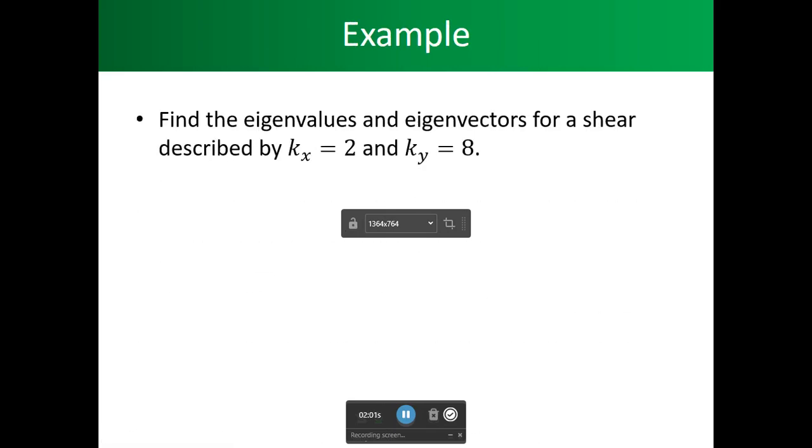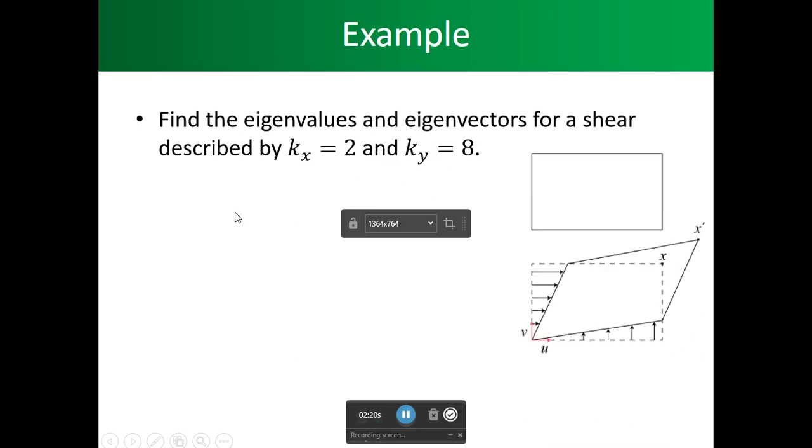Our first example. Find the eigenvalues and eigenvectors for a shear described by kx equals 2 and ky equals 8. As we see here, we can see the two perpendicular vectors, u and v. We're now substituting. We're still using the diagonal as 1, and we're only substituting for kx and ky.